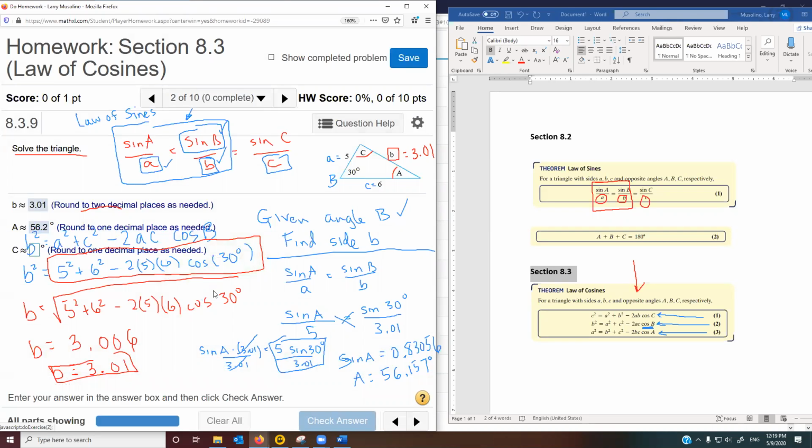Angle C now, I can use the fact that we have now 2 angles in the triangle known. So angle C is going to be 180 minus 30 degrees minus 56.2 degrees. And so if I work that out on my calculator, I'm ending up with the answer of 93.8 for angle C.